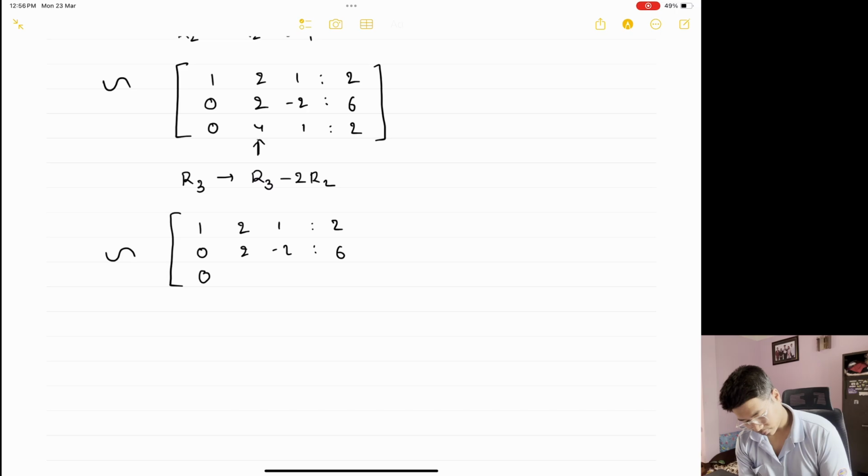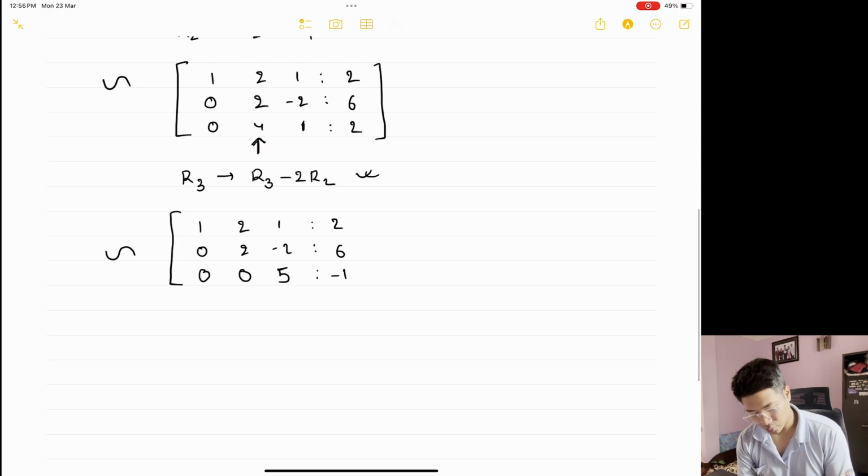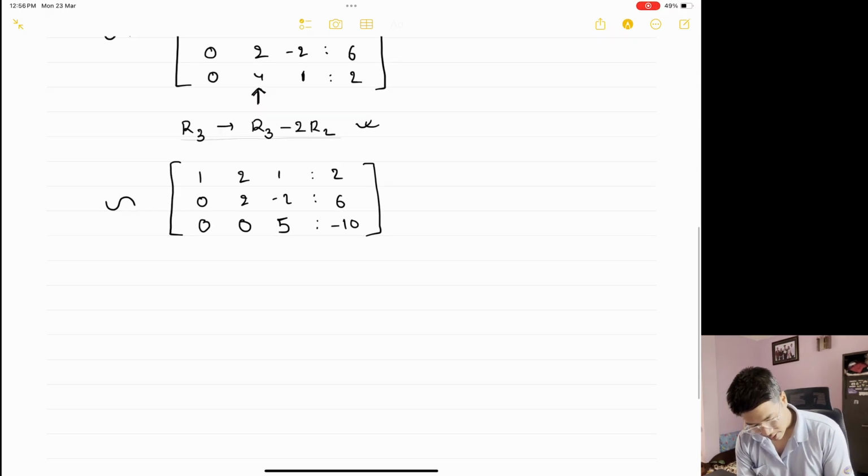And you have this 4 that goes to a 0 now, because we designed this in a way to make that 0. And now you are going to have this, so that is R3 minus 2R2. 2R2 is basically 2 times 2, which is a 4, minus minus plus, so that's a plus 4. So 4 plus 1 is a 5 now. And then you're going to have 6 2s are 12, so minus 12 plus 2, which is a minus 10, if I'm not wrong. So there you go.